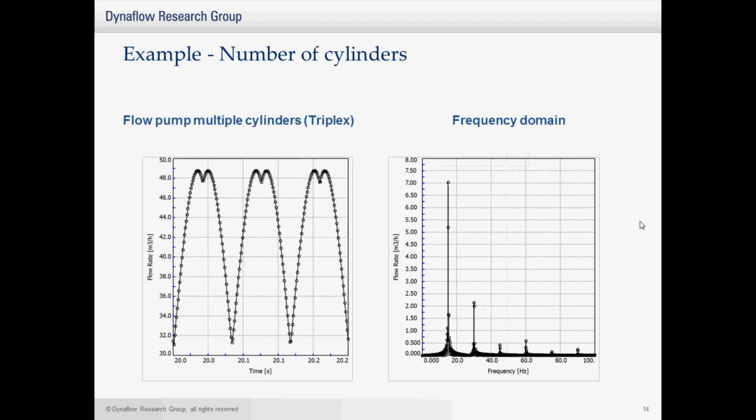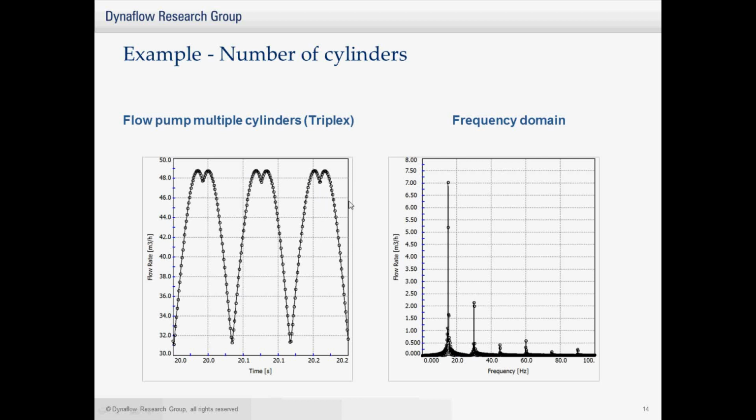So now another example of the number of cylinders. If you have a triplex, so a 3-cylinder pump, you can superimpose those flow profiles I showed previously on top of each other, and you get something like this. This is the flow profile of 3 cylinders firing after each other, and the sum of all those flow profiles causes this final flow profile.